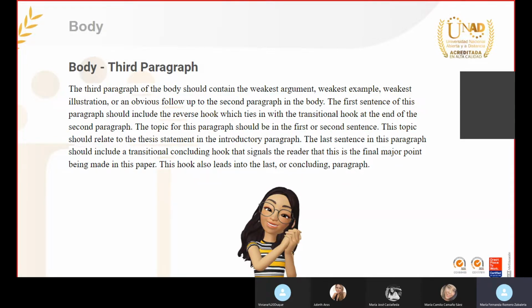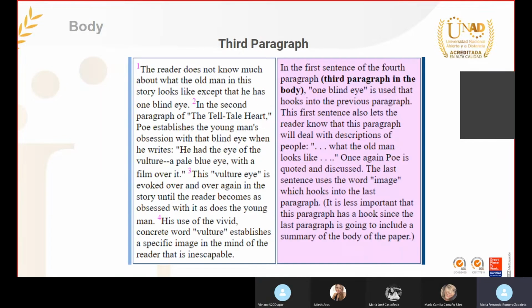So we are going to see that the author of the essay is going to include the description of the person that was in the thesis. So who's left? Juliet, I think. Juliet, are you there? Yes, teacher. Okay, Juliet, please help me reading this paragraph.